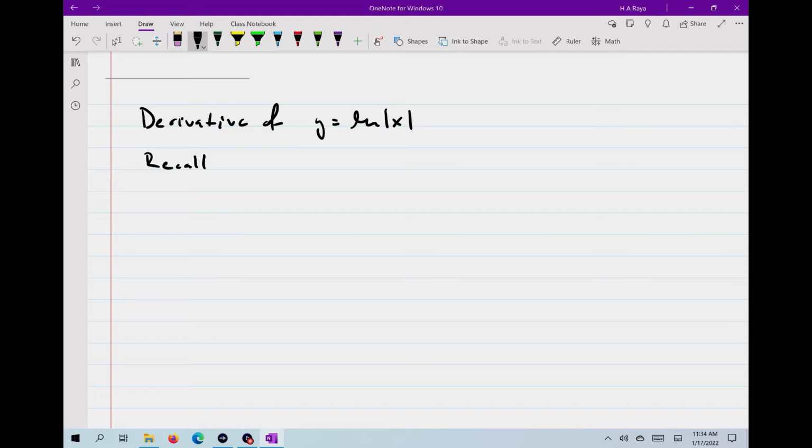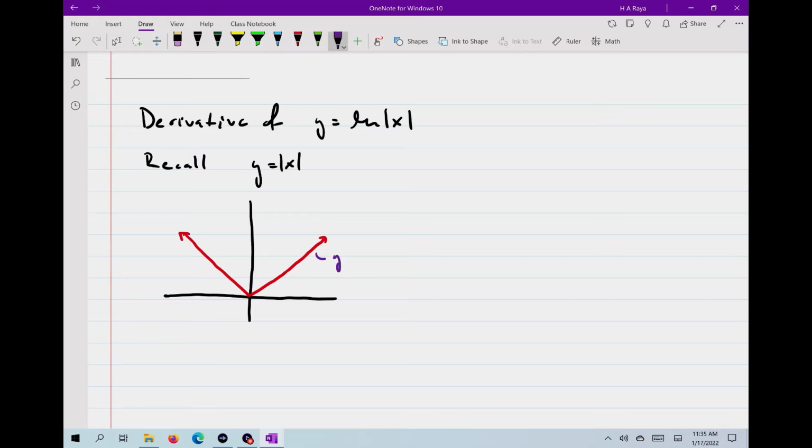So recall that if you're looking at the graph of y equals the absolute value of x, that looks sort of like a V. And this graph is sort of like the graph of two linear functions, a line on the left and a line on the right. These two pieces can be represented on the right as y equals x, and on the left as y equals negative x.